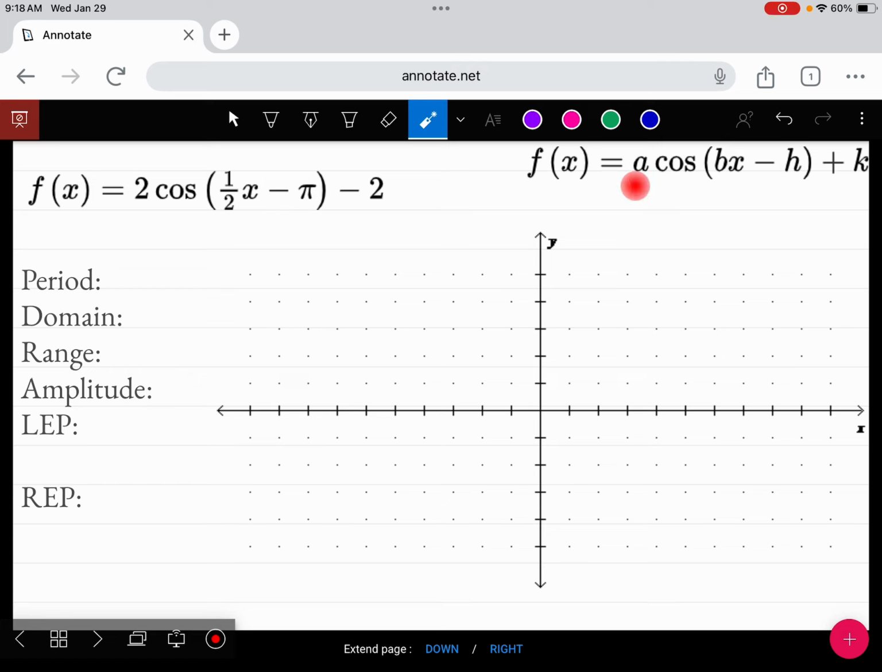Same chunks. So just like before, our A is out in front, our B is inside with the X, the H is inside with the X, and the K is on the end. So we're going to do 2 cosine of 1/2 X minus pi, minus 2.